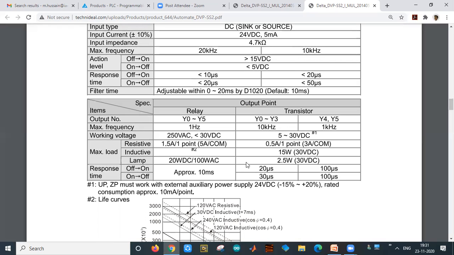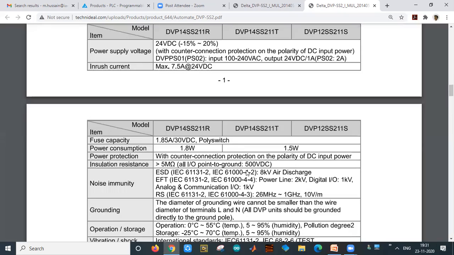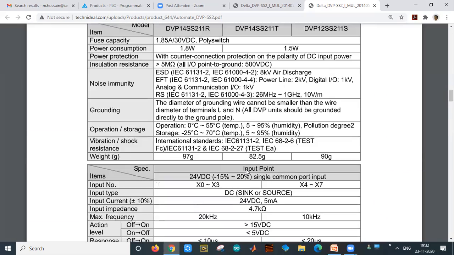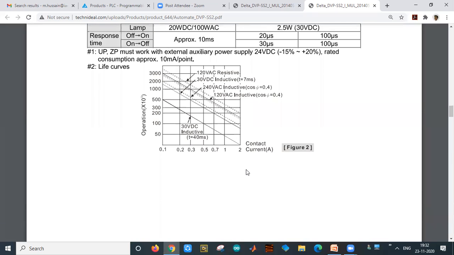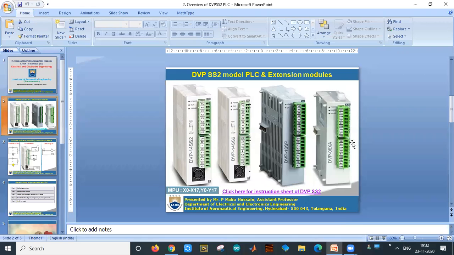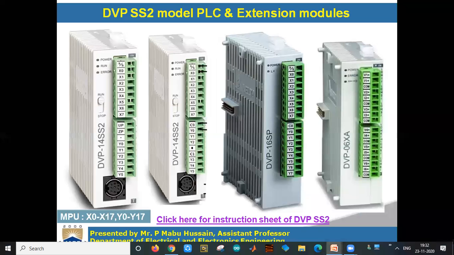Okay, so this is the instruction sheet. You go through this completely to get a clear understanding. I have given only a slight overview. Okay, so this is about the DVP SS2 model PLC. Right. Now, how this PLC can be used for a particular application.